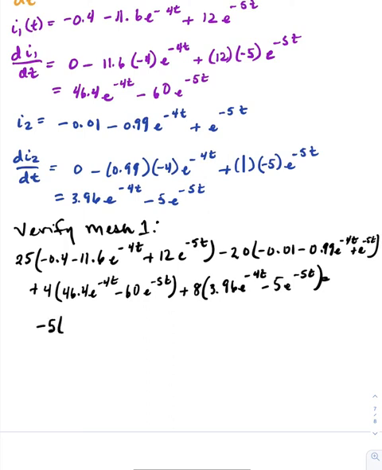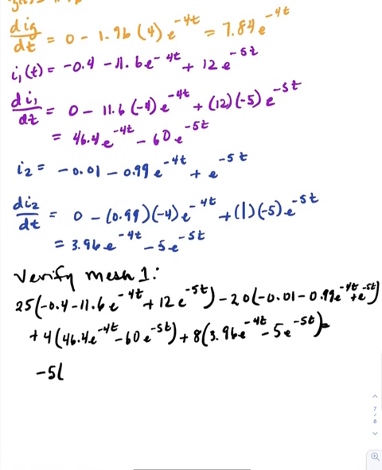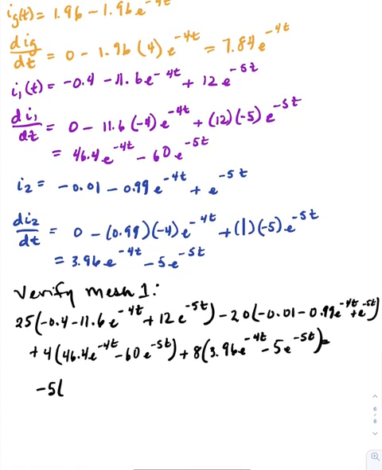And I sub g is 1.96 minus 1.96 e to the minus 4t, and minus 8 di dg, which is 7.84 e to the minus 4t. Okay.